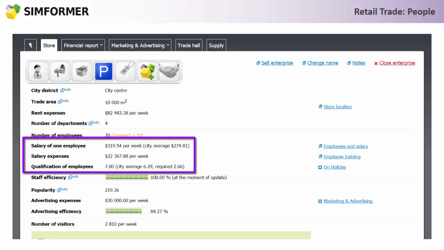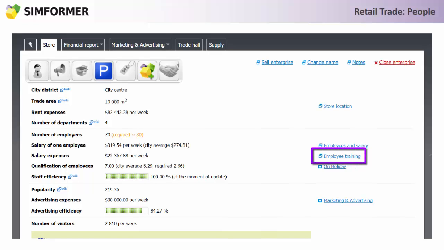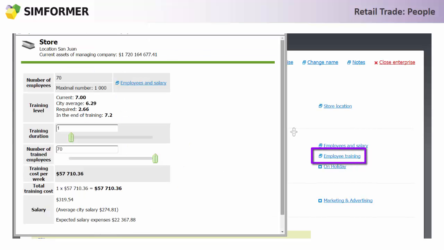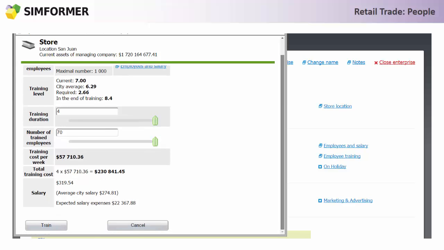When you increase the salary of your employees, naturally your salary expenses increase as well. You have to evaluate how much these salespeople will generate sales and choose a smart price for their services. If you want to increase their qualification permanently without increasing their salary, you have to go for employee training. Employee training will provide you the possibility to train all or part of your employees for a certain amount of time and permanently increase their qualification in the end.